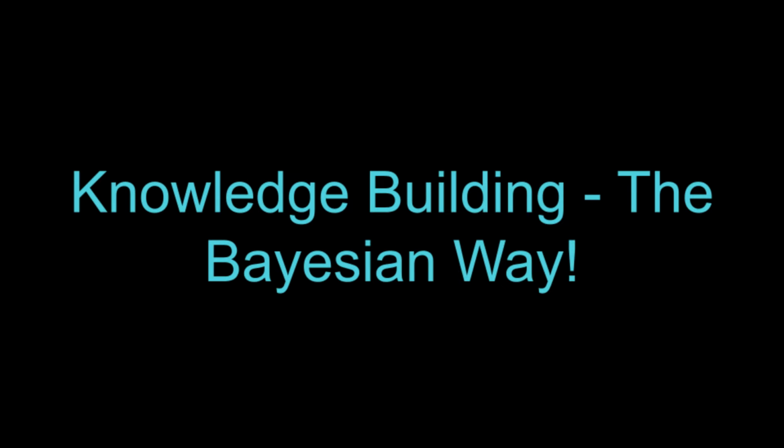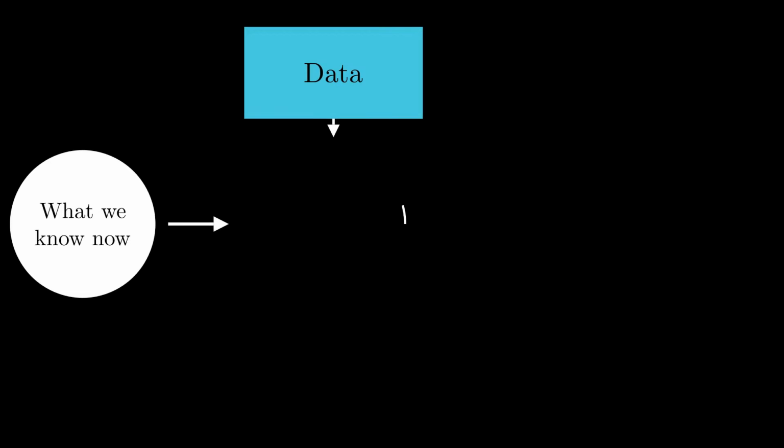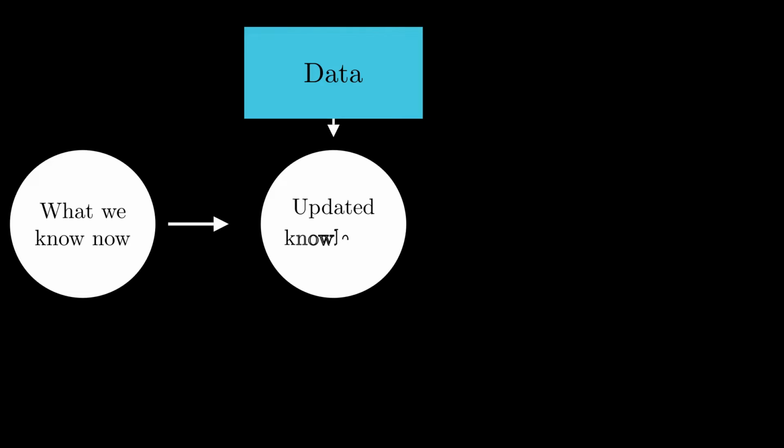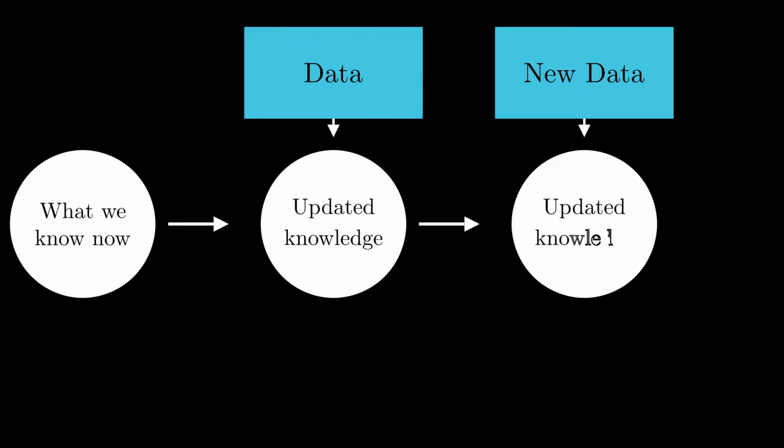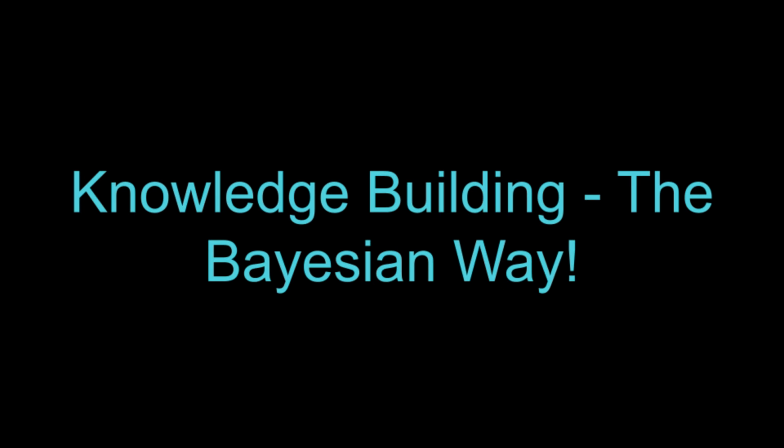We, humans, operate as Bayesians who build on our existing knowledge. What we know as of now is updated when we receive more information or data. In this video, we will introduce the Bayesian knowledge building process using an example. And as we go through the example, I will introduce key concepts and terminologies in Bayesian statistical analysis, all right?